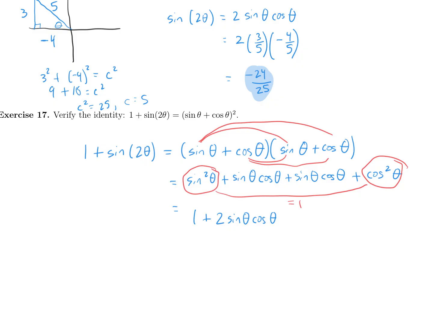As for the left side, let me go ahead and erase here. On the left side, we can just use the formula that we know. The double angle for sine is 2 sine theta cosine theta. And then we have our identity on both sides, so we're done with that. All right, let's move on to the next page.